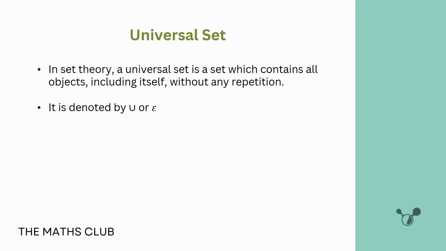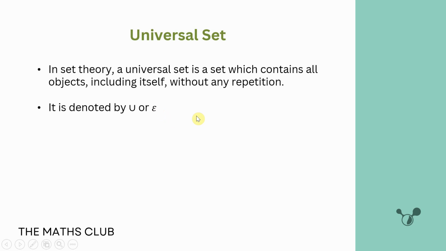So how do we denote it? We denote it with this U, or with the epsilon. This E is called epsilon. So whenever you see this U, and you see U is equal to curly bracket, you know that is talking about the universal set.